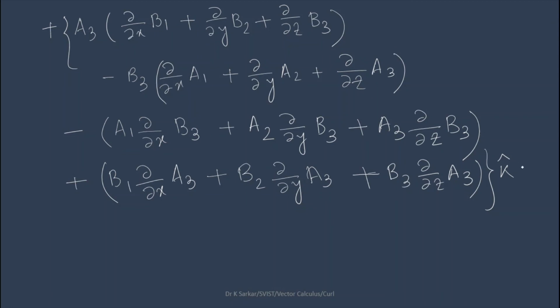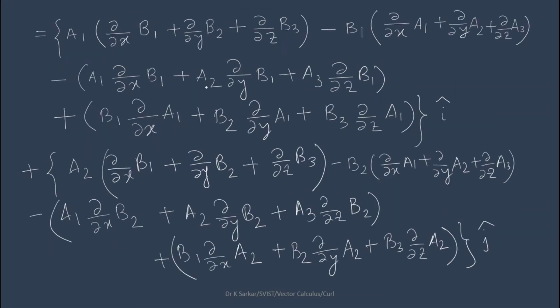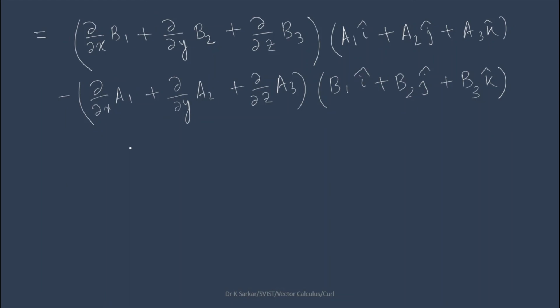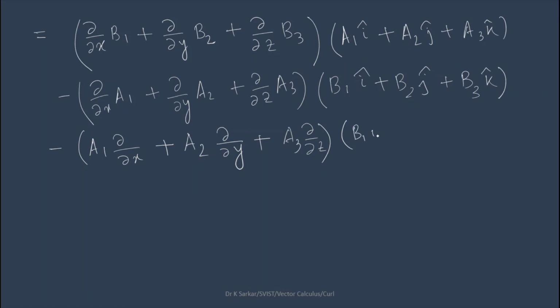So let us write minus (A1 ∂x + A2 ∂y + A3 ∂z) and then (B1 i + B2 j + B3 k). Now let's see the last term.